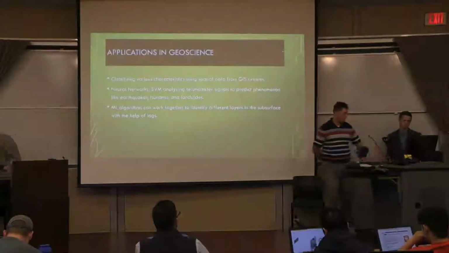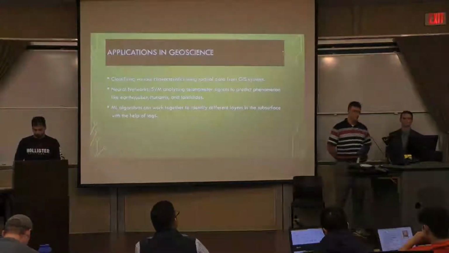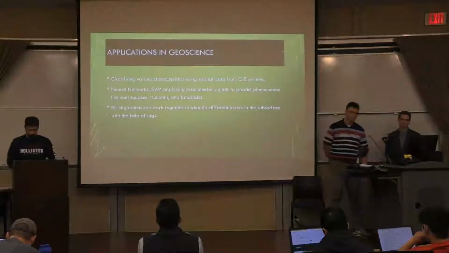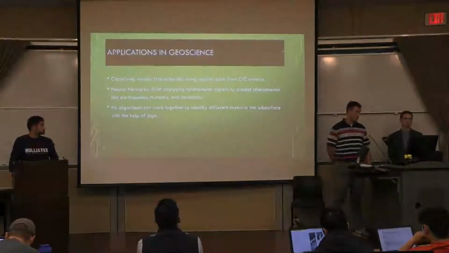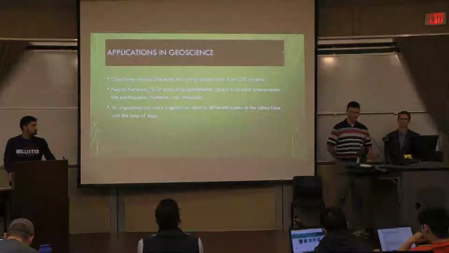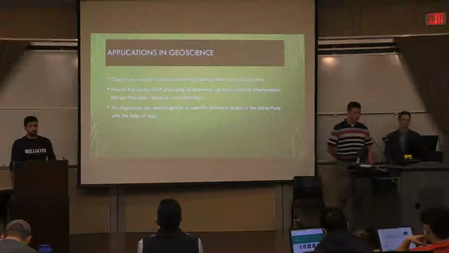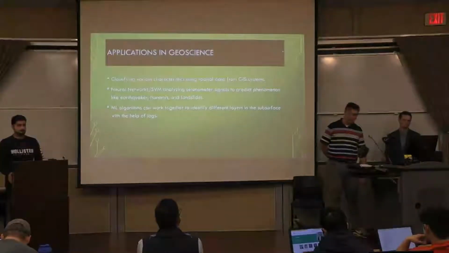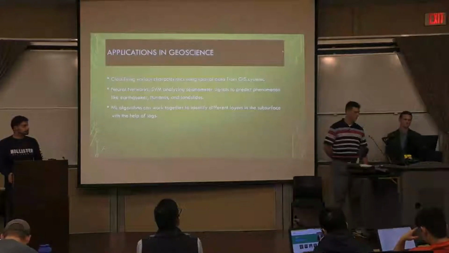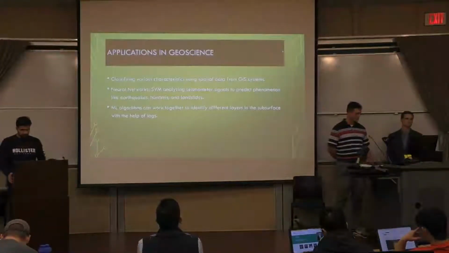So, different applications in geoscience. We can classify different characteristics from the wells using spatial data from geologic information systems. Neural networks and support vector machines can work together in analyzing seismometer signals to predict phenomena like earthquakes, tsunamis, and landslides. More specifically with petroleum, the algorithms can work together to identify different layers in the subsurface with the help of logs.